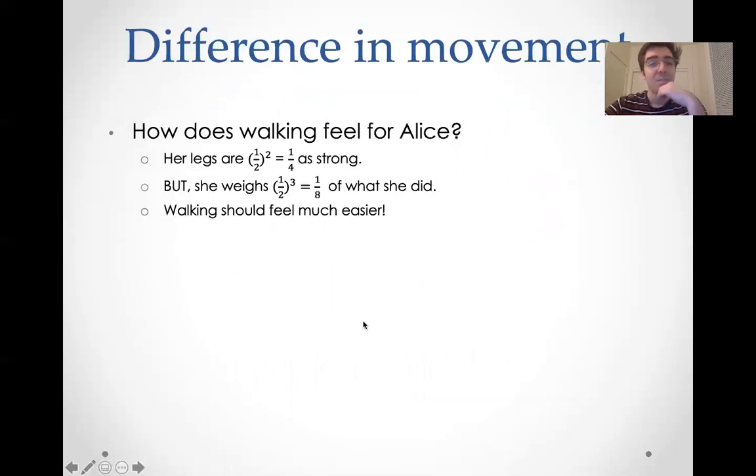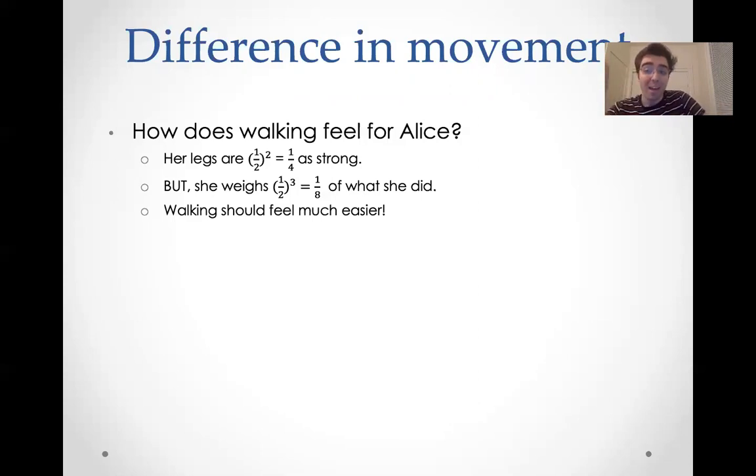Let's talk about how walking around feels for Alice. Her legs are going to be 1/2 squared as strong as they were. Think about her leg strength as what she's walking around using. Her leg strength is going to be reduced by the same amount that her arm strength was, so it's going to be 1/4 as strong as it used to be.